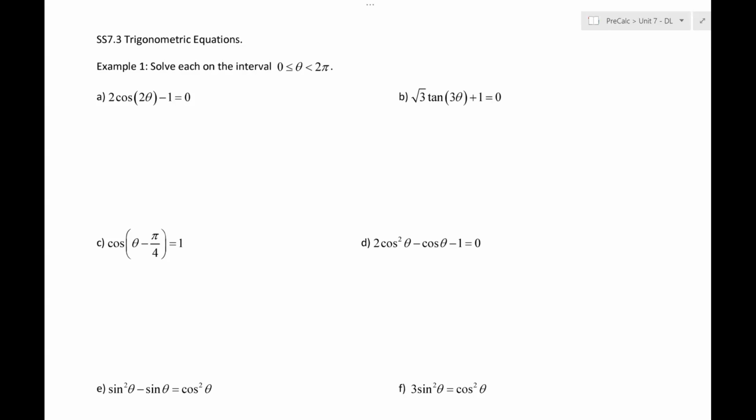It says to solve on the interval between 0 and 2 pi. 0 is included, 2 pi is not, and that's because it's one full rotation. So if I start at 0, I fully rotate. I don't want to double up my answer, so we say from 0 to 2 pi. All right, let's do it.